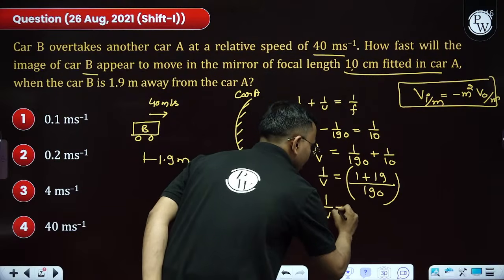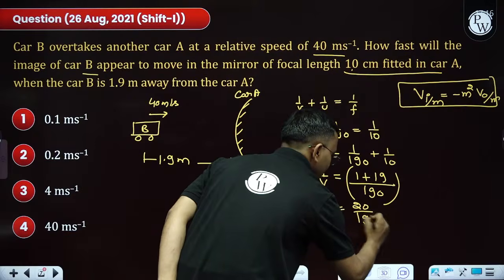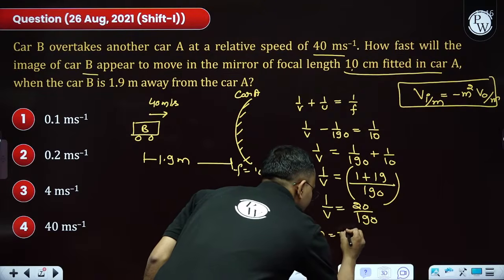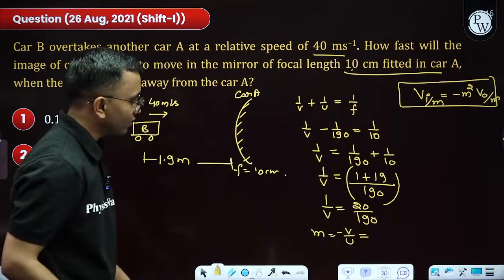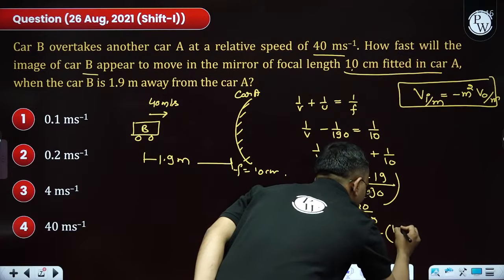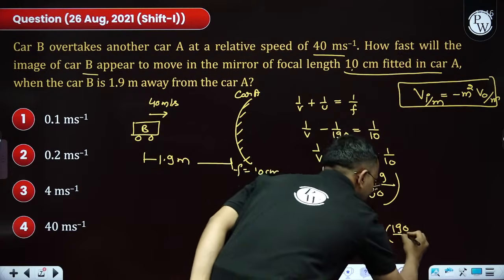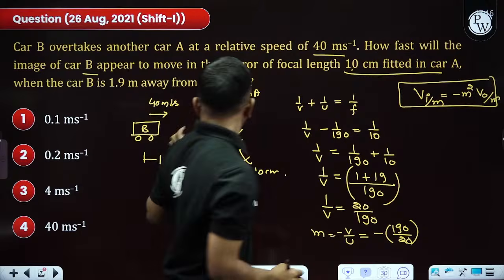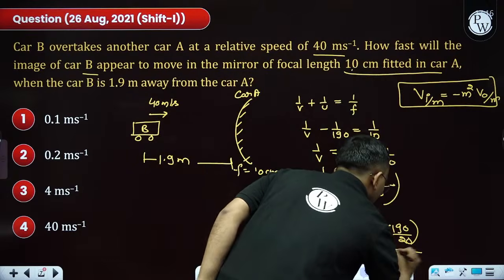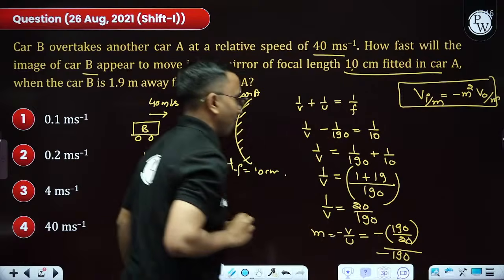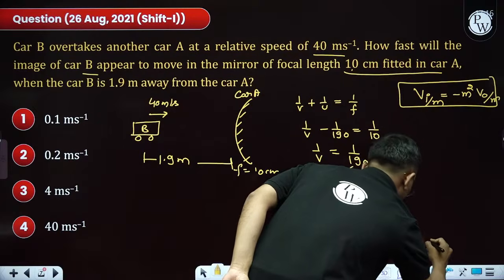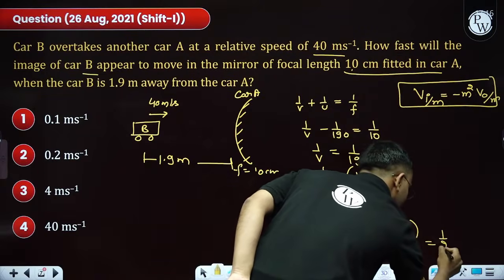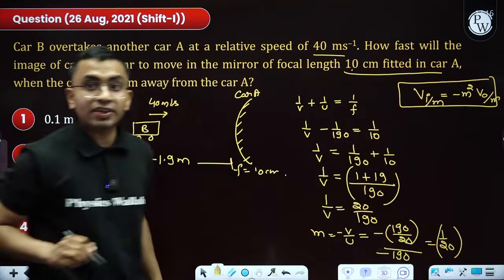So 1 by v is equal to 20 by 190. This is my 1 by v. I need magnification. Magnification is equal to minus v by u. What is minus v? Minus of 190 divided by 20. Okay, this is my minus v. What is u? u was minus 190, so divided by minus 190. Clear? Now from here we got the magnification as 1 by 20.